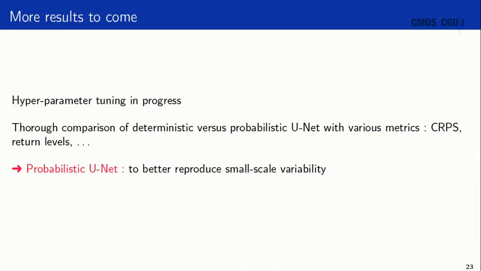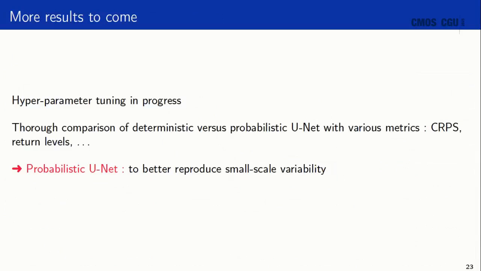Okay, there are more results to come. First of all, there's hyperparameter tuning in progress, especially for the probabilistic unit. And there's, like I said, a thorough comparison with many metrics. In particular, for the probabilistic unit, we are looking at CRPS, and actually we're using it also for training. And we want to compute return levels to see whether we do well or not for extremes, and also to exploit the fact that we have a probabilistic output. And our hope was that the probabilistic unit was able to better reproduce the small scale variability.